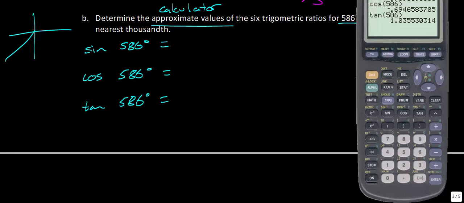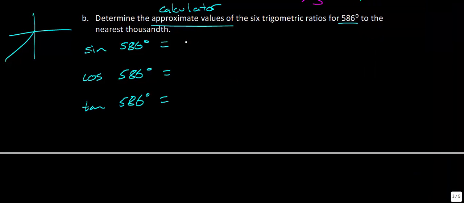So going back to my calculator, I will round this to the nearest thousandth, so we're going to 3 decimal places. So this gives me negative 0.719, and of course that one was negative. This one's going to be negative 0.695, and then we have 1.036.